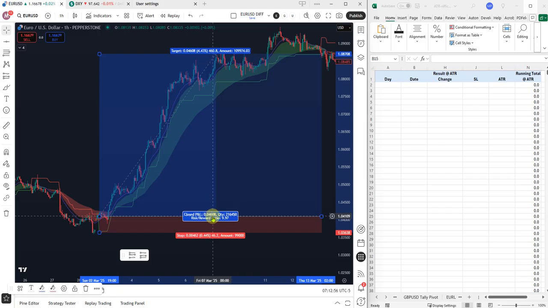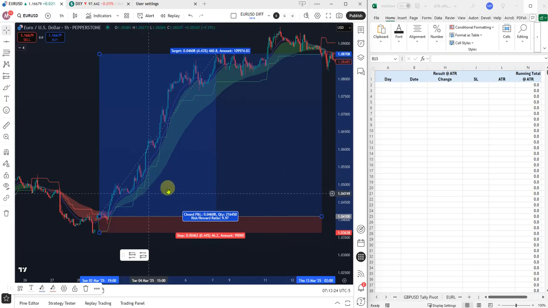How many pips was it? It was 4,608 points, which is 460 pips. That's a huge one on the Euro USD. And it took a long time. That went all the way from March 25th to March 2nd, to March 13th. That was an 11-day trade.